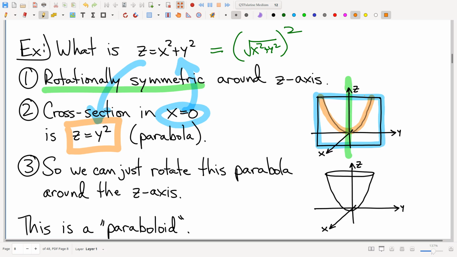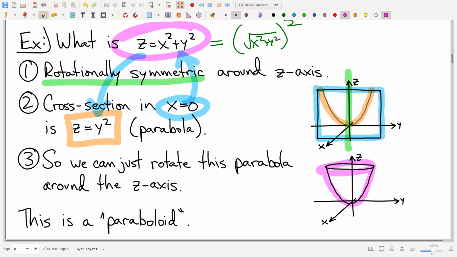Okay, so again, stepping back, quick pause. What do I know? My surface is rotationally symmetric, and therefore a rotation. This is what one of its cross sections looks like. So altogether, my surface is whatever I get when I rotate this parabola around the z-axis. Geometrically, when you take that parabola and rotate around the z-axis, you get a kind of bowl, like that. And by the way, this is called a paraboloid. That's just terminology. But there you go.